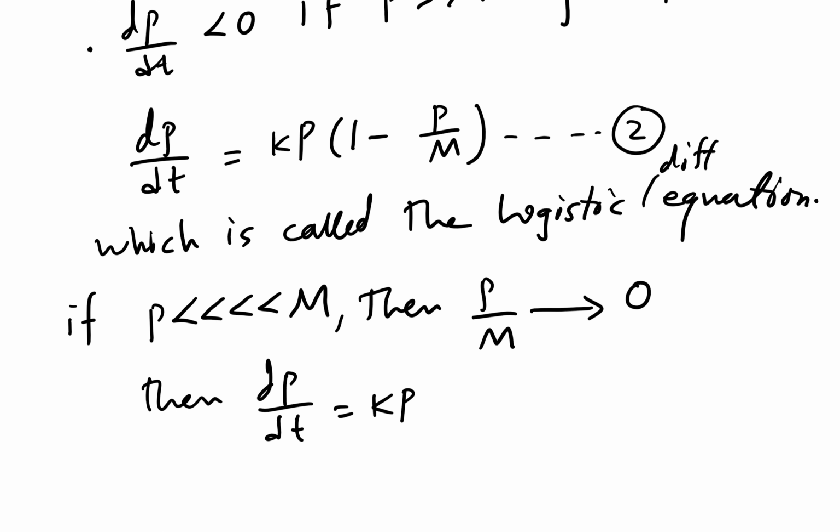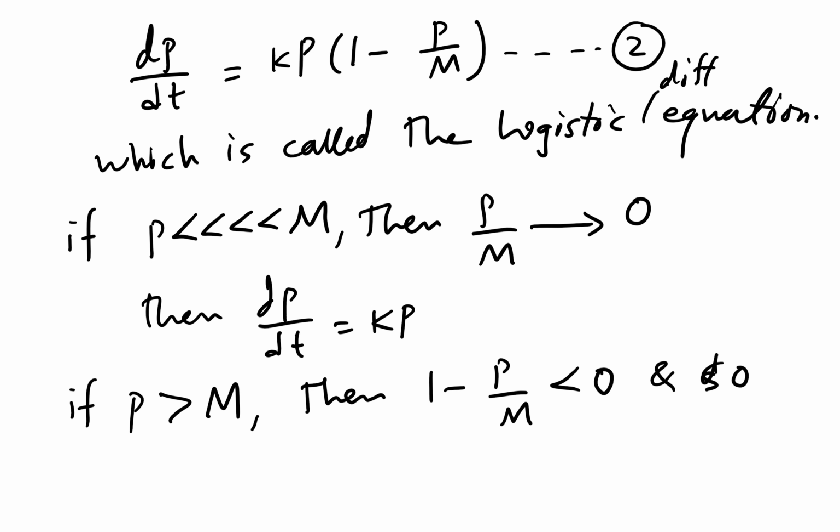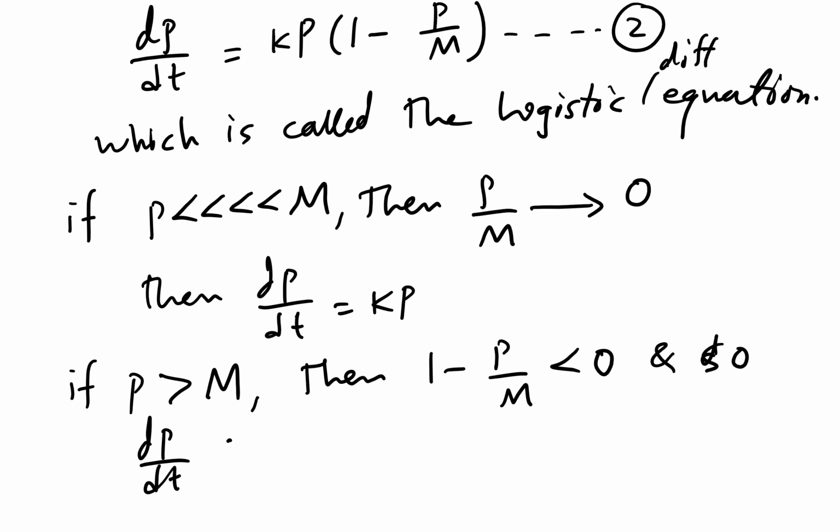Now, how about the other one? If p is bigger than m, what happens? Then the quantity inside the parentheses, 1 minus p over m, you divide by m and switch the sign, will be less than zero. And so we can say that dp/dt is negative.